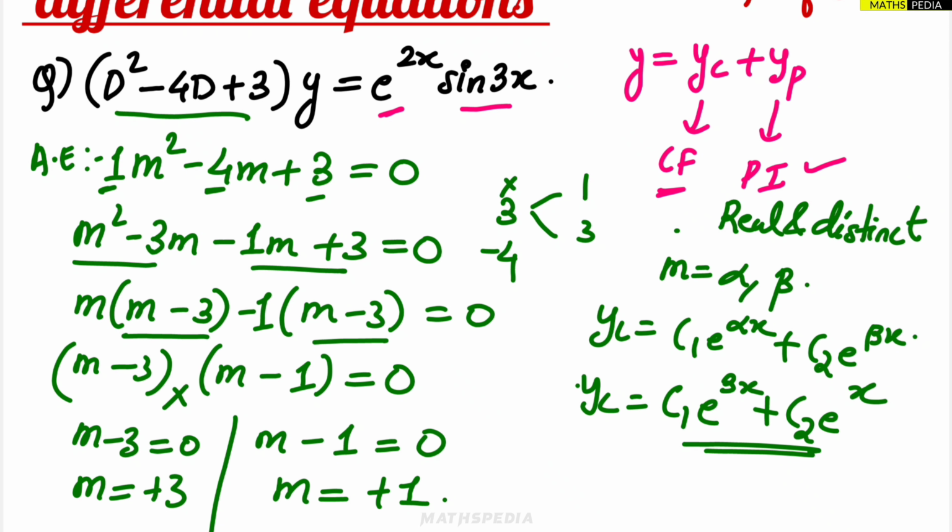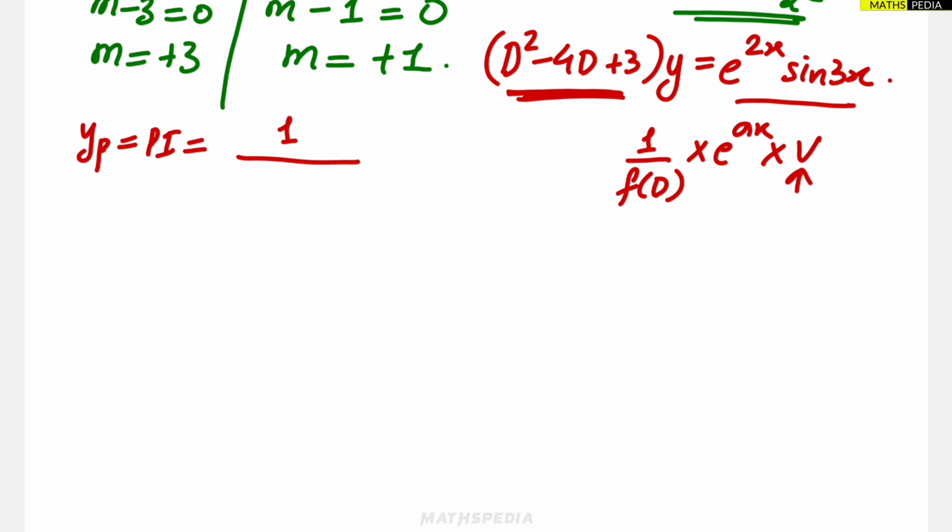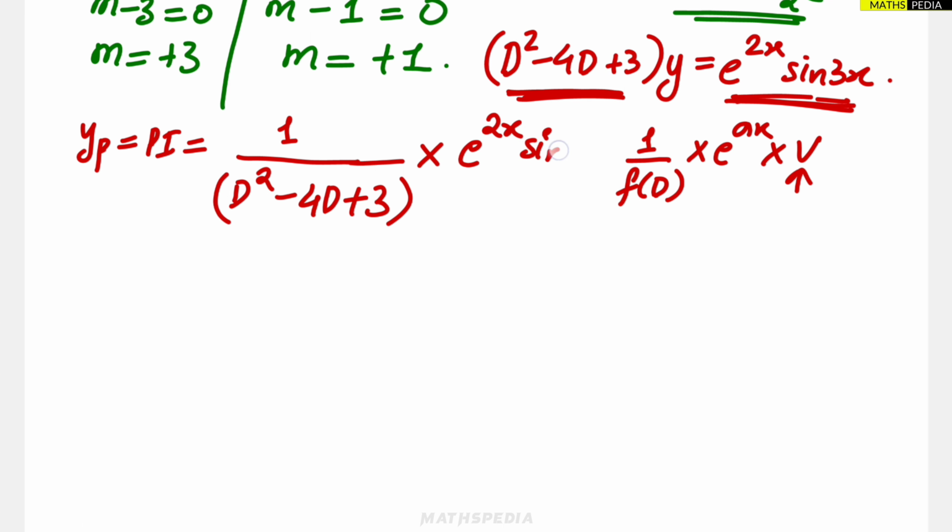Now we have to go for the particular integral. You have to write it in the form of 1 by f of D into e power ax into the function of x, which is represented by v. Now 1 by f of D, what is the meaning of that? 1 by function of D means whatever is inside the bracket you have to copy paste. So it will be 1 by D square minus 4D plus 3, then into e power ax, or whatever is there on the RHS side, you have to write e power 2x into sine 3x, which is the function of x.